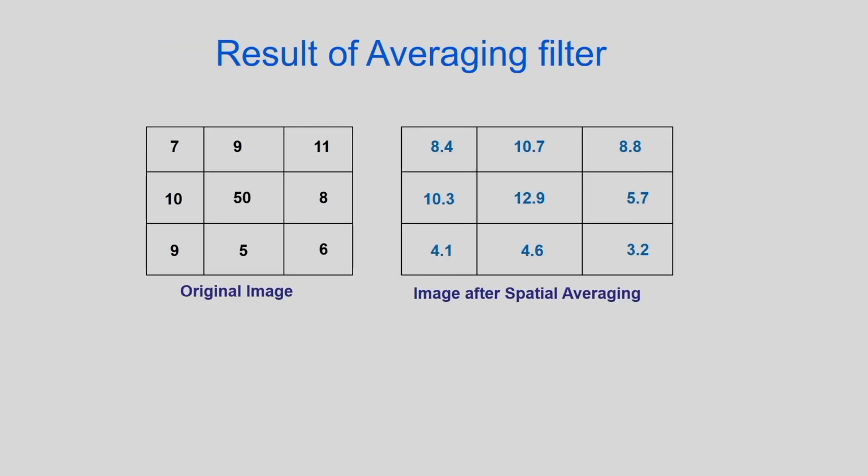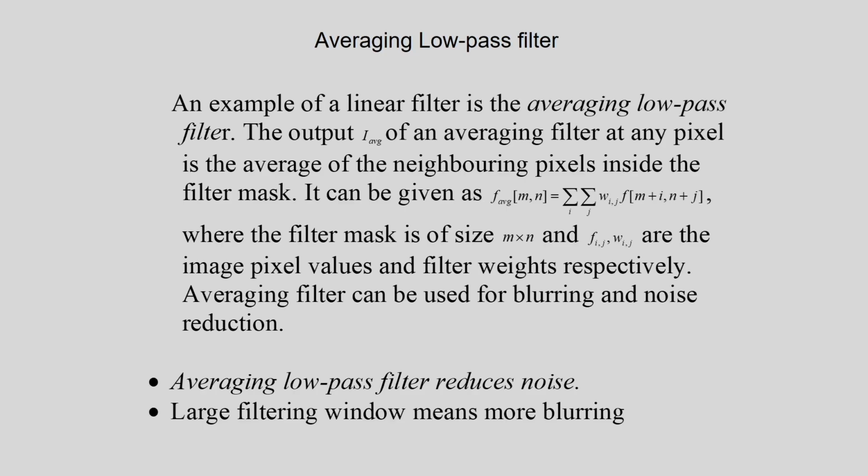So, you can see I have the original image and this is the image after spatial averaging that I am getting. So, you can see the result of the averaging filter. If I do the averaging, the low pass filter reduces noise, and if I consider a large filtering window, the blurring will be more. In my previous example I considered only the 3 by 3 mask, and if I consider a larger filtering window, then the blurring will be more. So, the blurring will be more and the averaging low pass filter reduces noise.